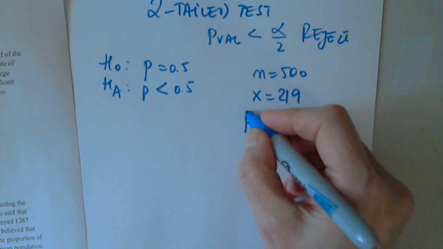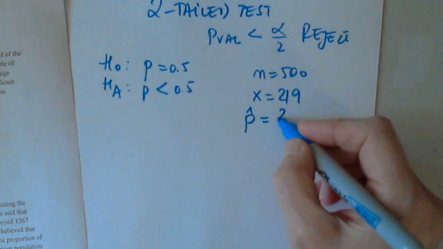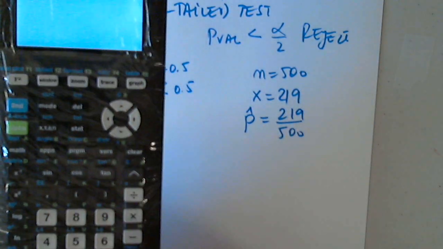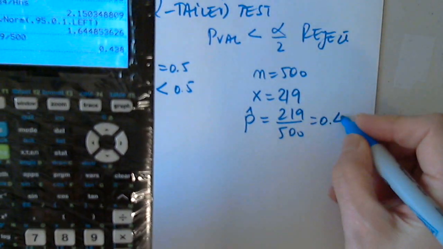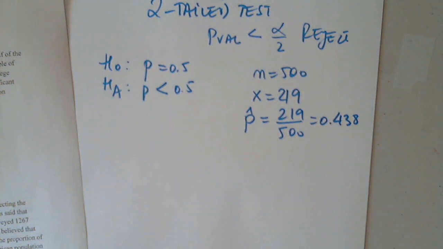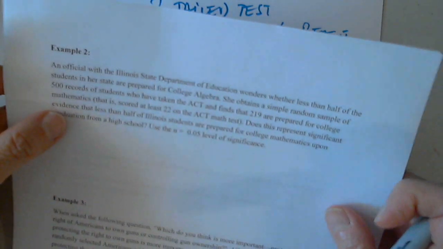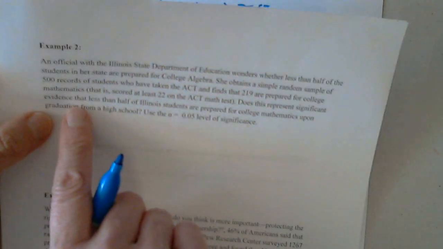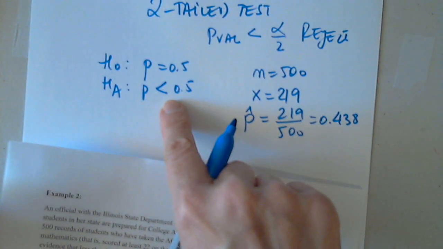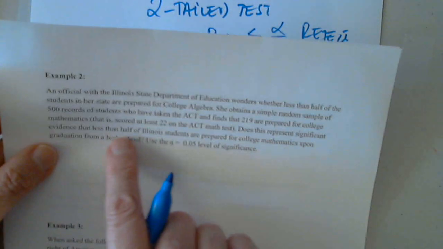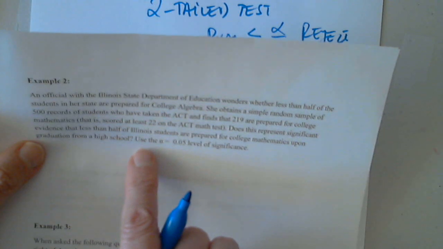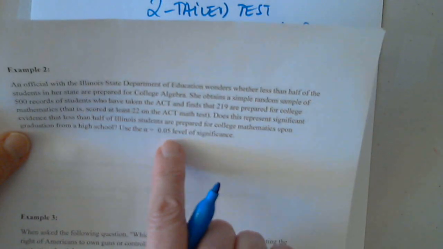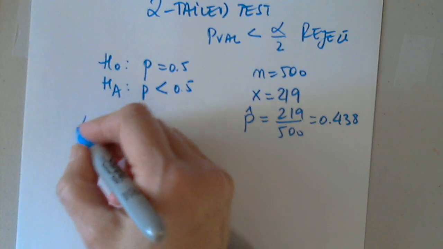Okay, I can immediately find p hat as 219 over 500. 219 divided by 500, and I get 0.438. Does this represent significant evidence that less than half, that's the claim, less than half of Illinois students are prepared for college mathematics upon graduation from a high school? Use alpha 0.05 level of significance. This is given to us now.